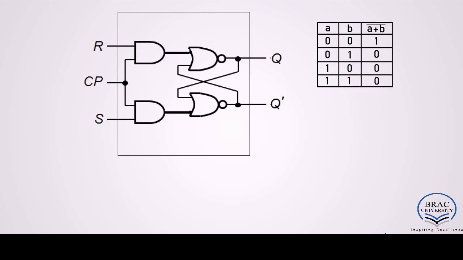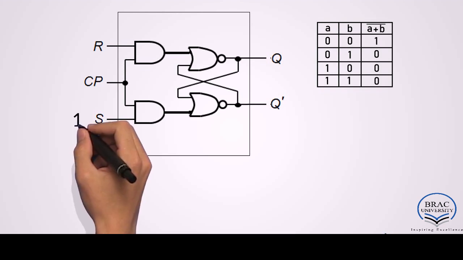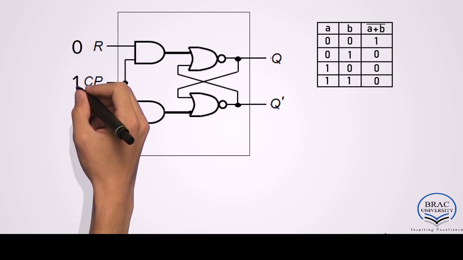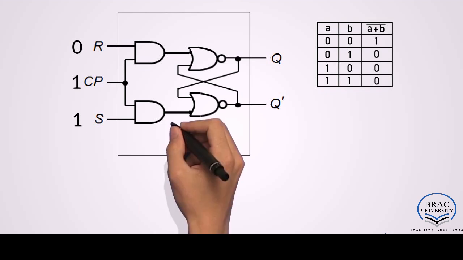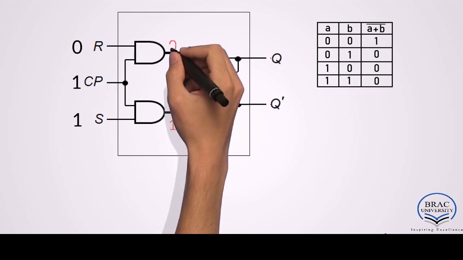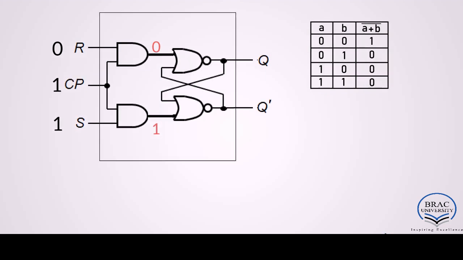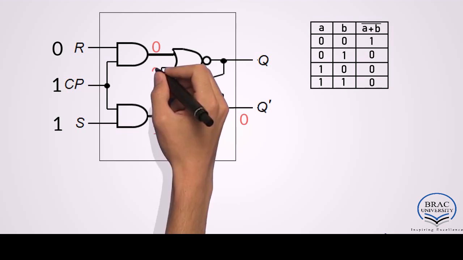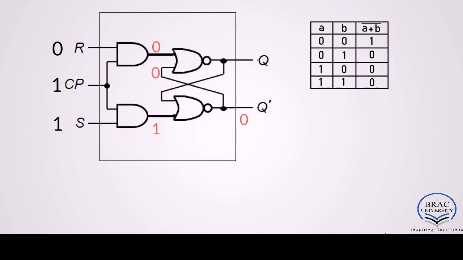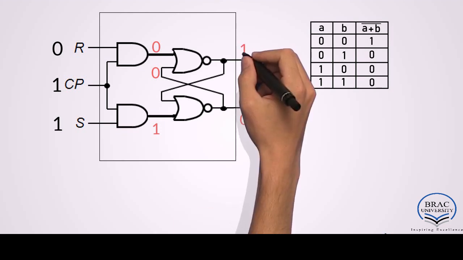So let's assume that we have set equal to 1 and reset equal to 0. When the clock pulse is 1, we get 1 and 0 from the AND gates. Since one of the input of the first NOR gate becomes 1, so the result will automatically be 0. Therefore, we get Q prime equal to 0. This 0 will be passed as the input of the second NOR gate. So in the second NOR gate, the two inputs are 0 and 0. So the result is 1.